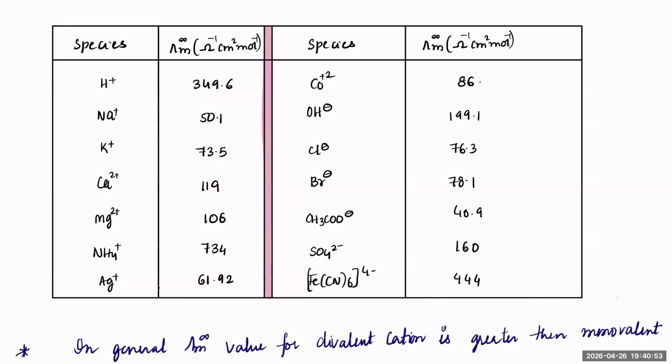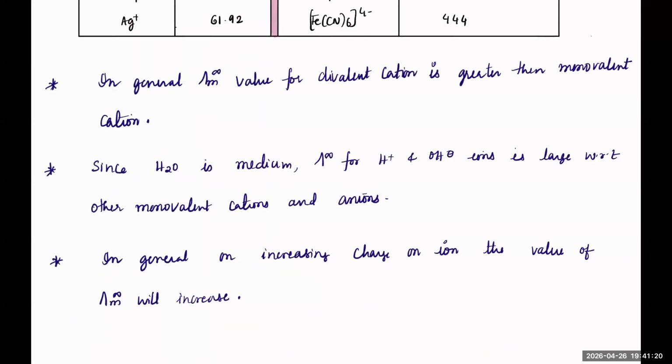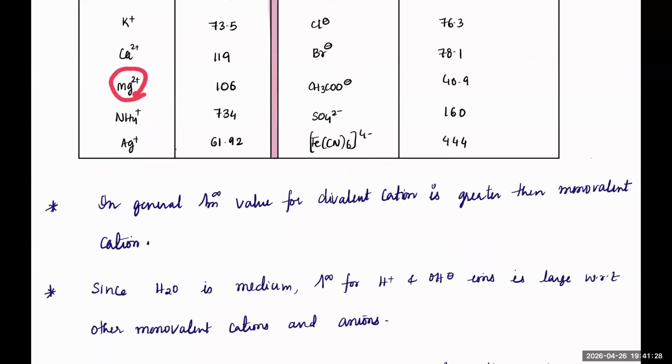In a solution, if H plus concentration increases, then definitely molar conductance should increase. Or in a solution, if OH minus concentration increases, then also molar conductance should increase. Or vice versa. If H plus is decreasing or OH minus is decreasing, then we can expect lambda m also should decrease. Hence, generally, when you have lambda m infinity value for a divalent cation, it is usually greater than that of monovalent. You can see that Mg2 plus will have higher value than K plus, monovalent versus divalent.